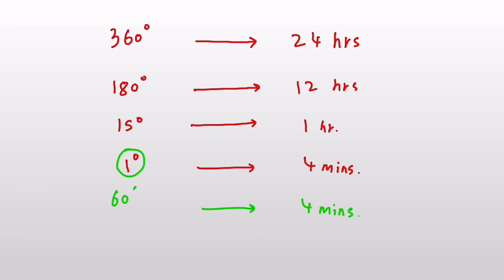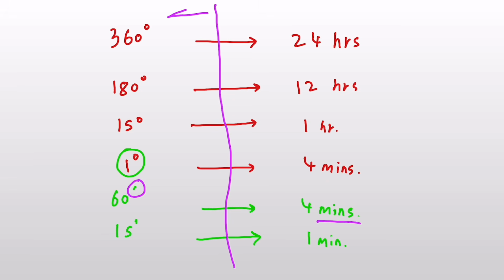Breaking it further, I can say that a 15-minute arc or 15 minutes of rotation of the earth is taking place in every 1 minute of time. I do not want you all to get confused between this minute and this minute. Everything on the left is the angle that the earth is rotating, and everything on the right is the time it is taking for this rotation. Starting from 360 degrees in 24 hours to 15 minutes in 1 minute.